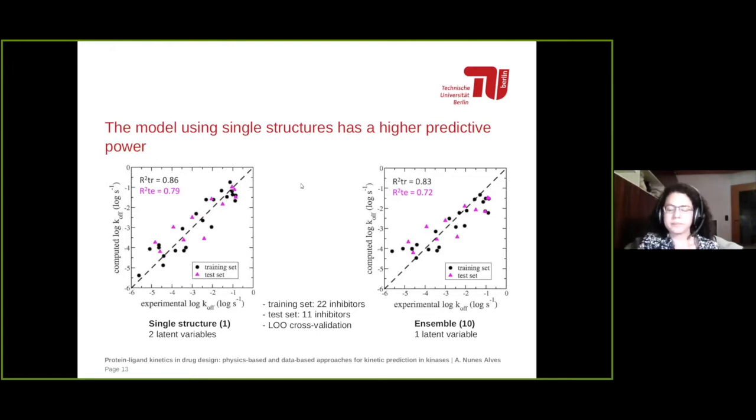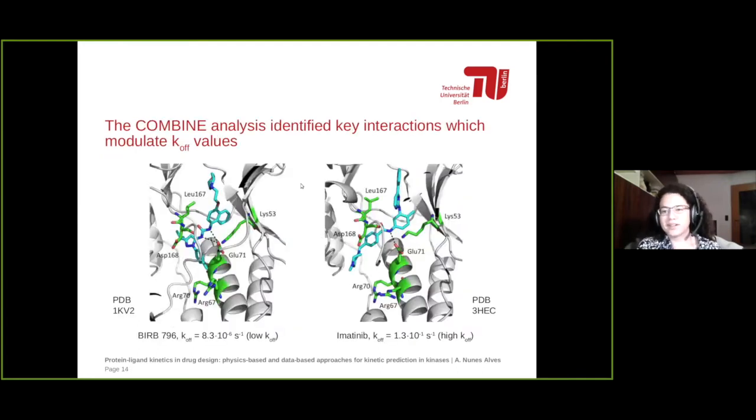And when we use these machine learning methods or chemoinformatics, we don't want only to see a number with the prediction. At least me, as a biochemist, I also want to know why these numbers are the way that they are, or in other words, we also want to get mechanistic insights into what's going on. So here we are making a comparison of BIRB796 bound to kinase and imatinib bound to kinase. This ligand here has a low K-off value or a large residence time, and that's usually what we want in a drug. And this drug is exactly the opposite.